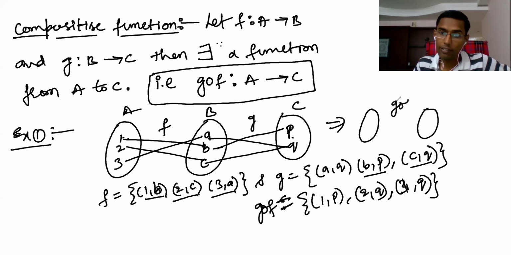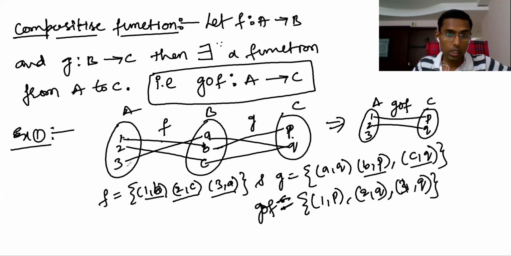Now g circle f is a function from A to C. What is C? p, q. So now 1 to b, b to p, 1p. Then 2 to c, c to q, 2q. Then 3 to a to q, 3q. This is a function like this. So this is called a composite function. And how do we represent it? First we write g, then we write f. g circle f is what we write.